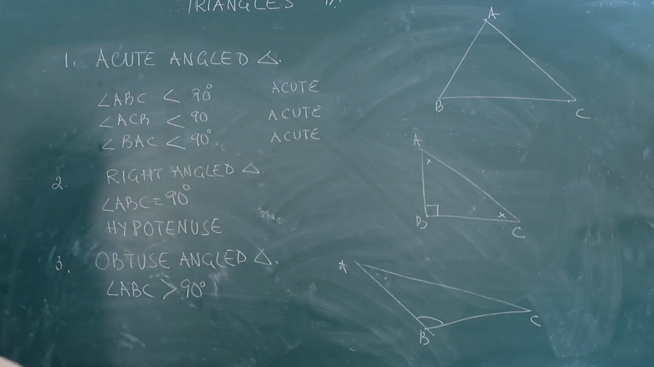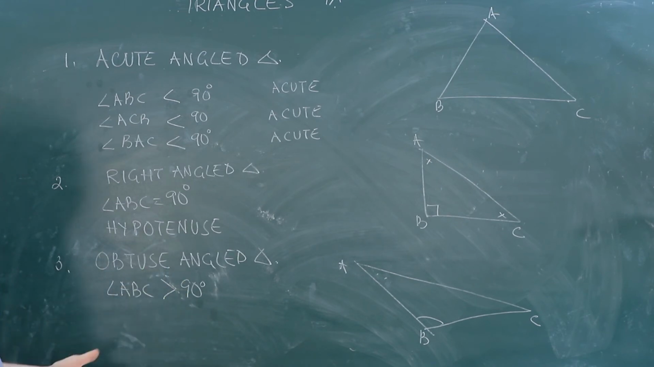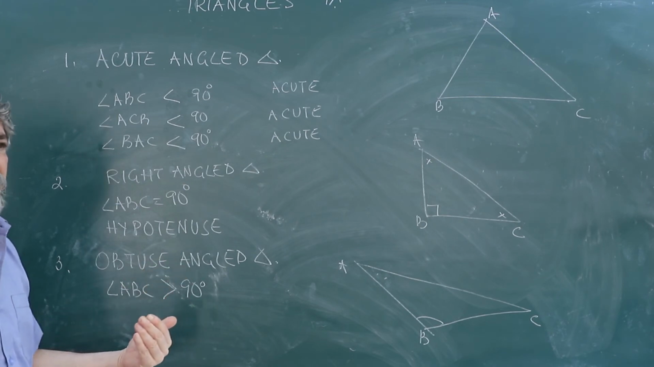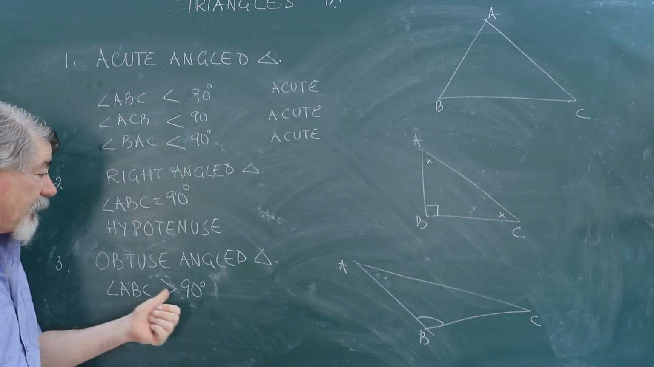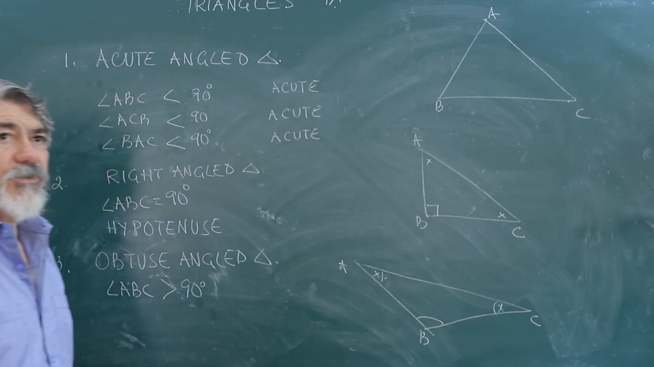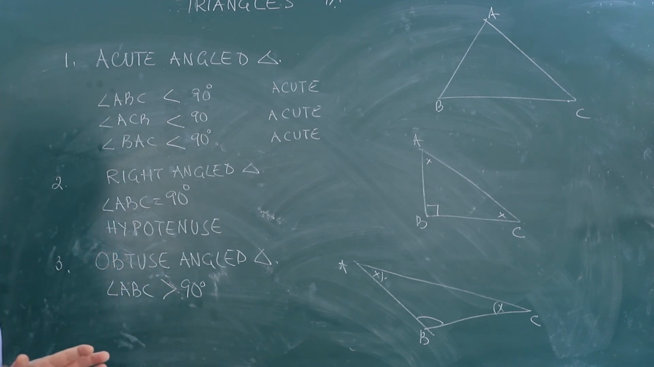By mistake, I had changed the sign. Here it is obtuse. ABC is greater than 90. Any angle greater than 90, like 91, 92, 93 till 179, but less than 180, will be an obtuse angle. So one angle is obtuse, the remaining two angles will be acute. They cannot be obtuse. Only one angle of the triangle can be obtuse, then it is called an obtuse angle triangle.